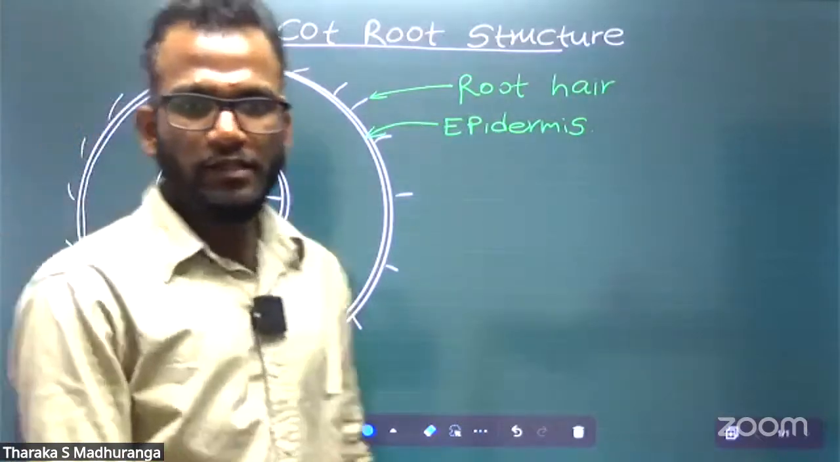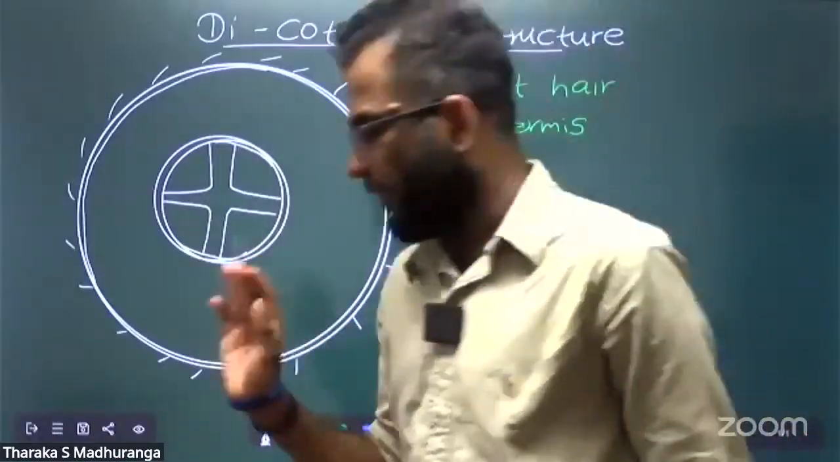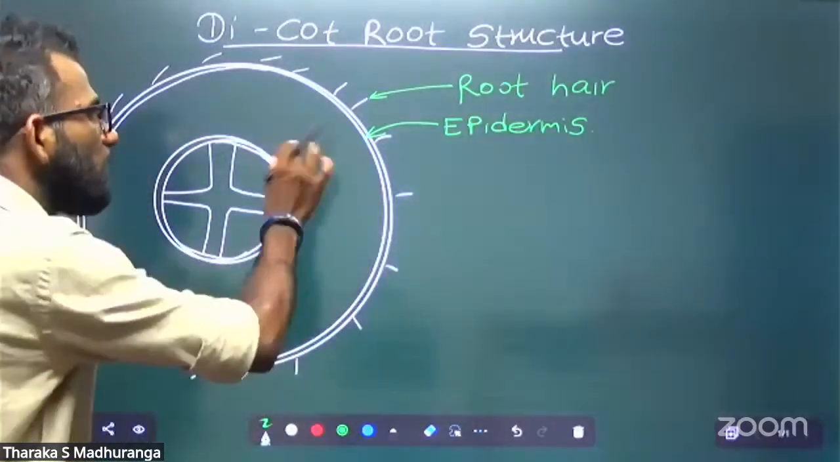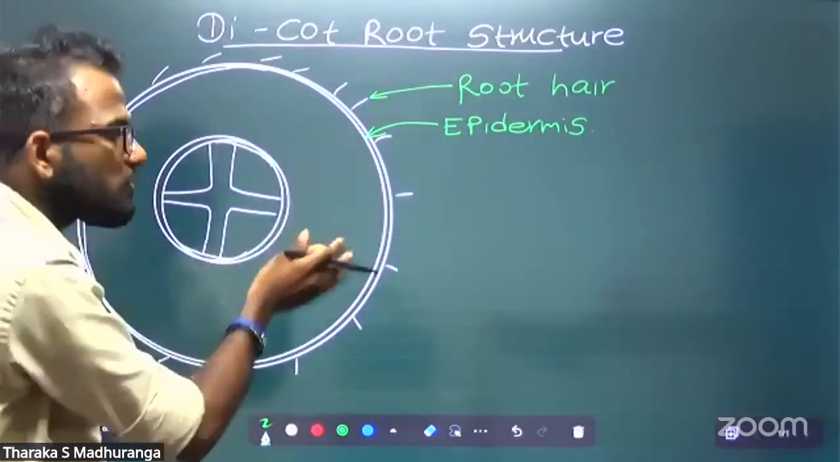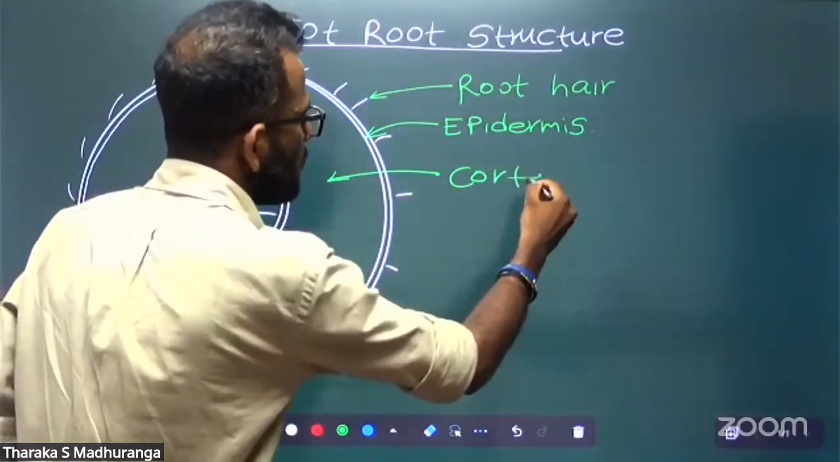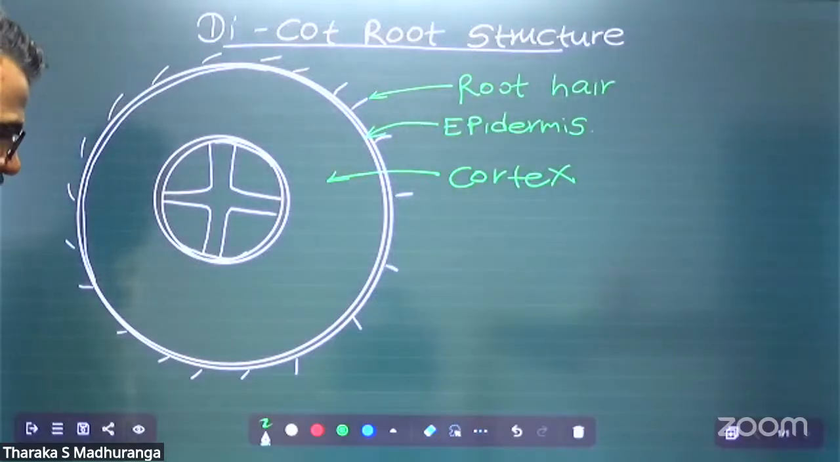Okay, that's the structure. Very simple. Then I will name this. This tissue layer we call the cortex.